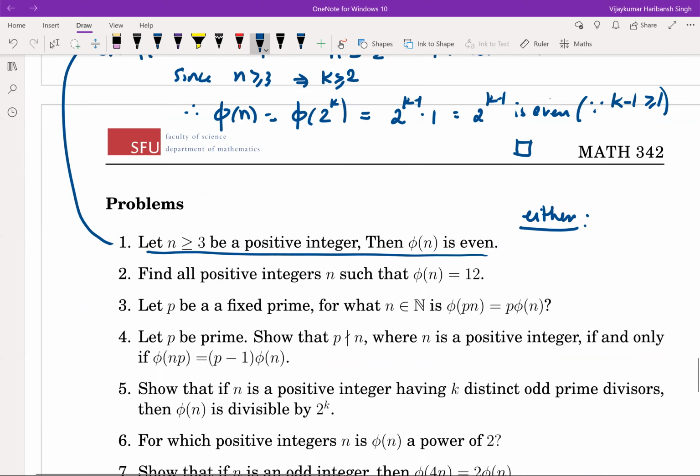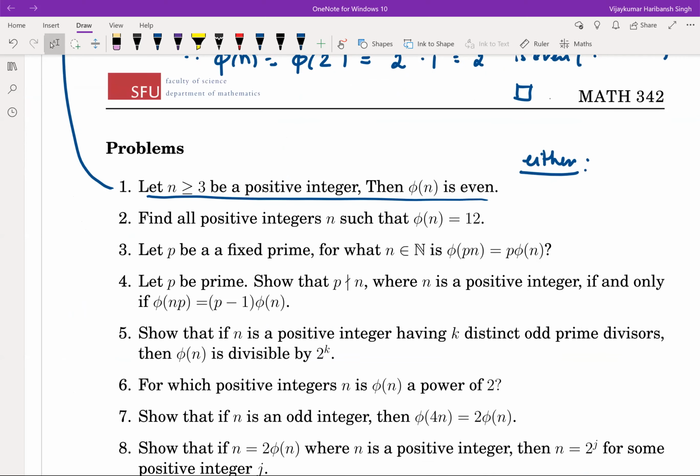All right, so these are a few interesting results which we need to show, which we'll work on in the office hours.